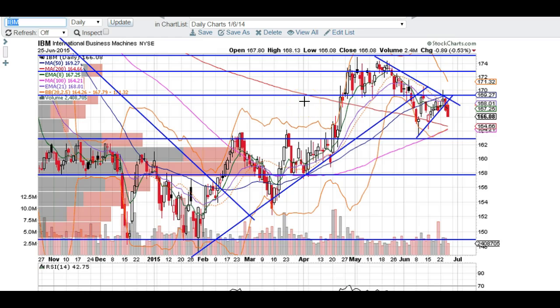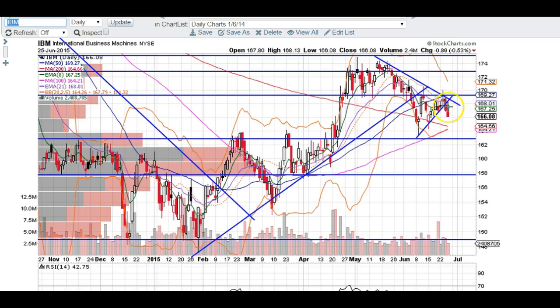Moving forward with the IBM chart, as you can see here, we broke below this little uptrend line that it had going for it, but this is the dominating trend line right here, that downtrend line. So that's what we want to use to trade against.